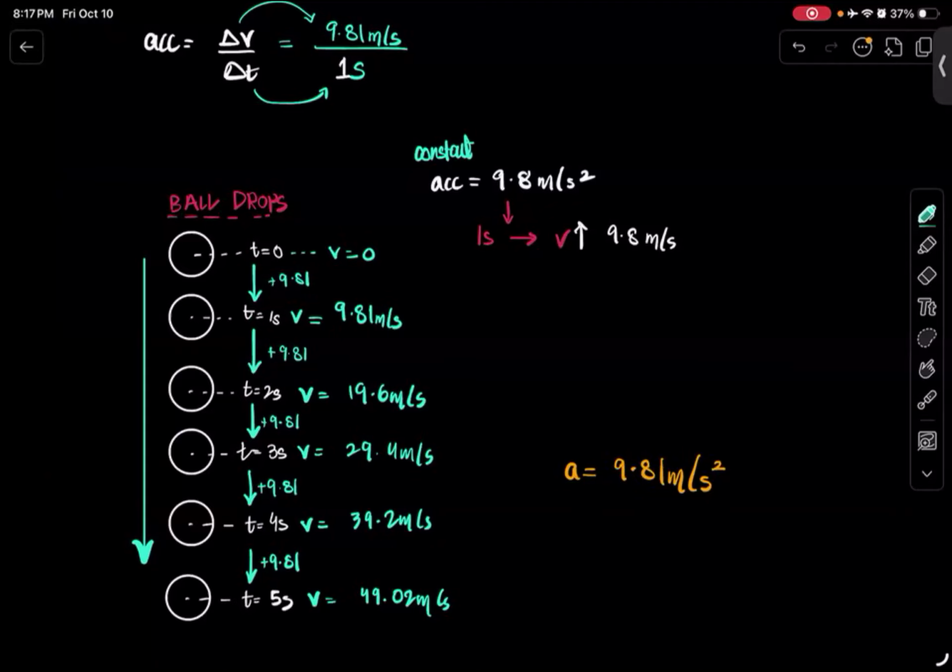The ball was falling down, and it had a constant acceleration, which means that every 1 second the ball's velocity increased by 9.81. And the ball's velocity kept on increasing by the same value, 9.81, 9.81, 9.81. This is what we mean by constant acceleration, right? The change in velocity was the same throughout every point.